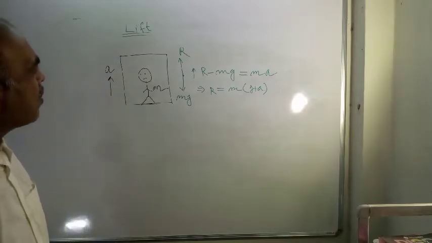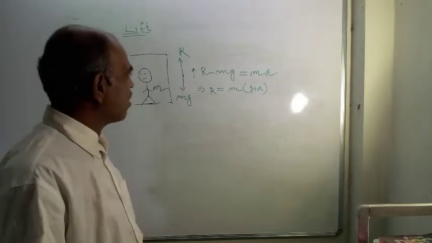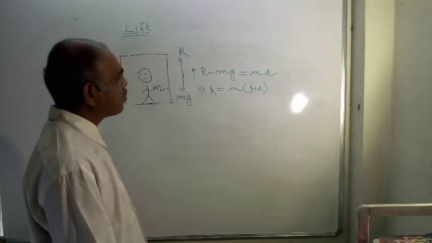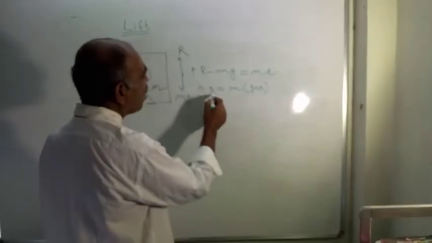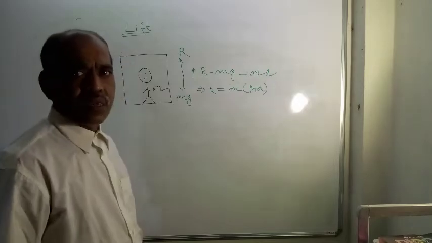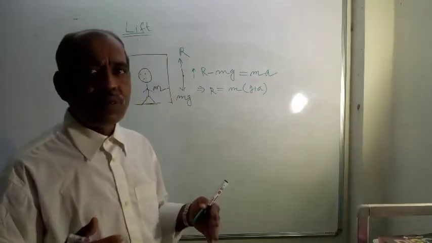When the lift is not moving, it is standing still. In that case, a will be 0. So R will be equal to mg. The normal reaction will be equal to mg. The man will feel his own weight.